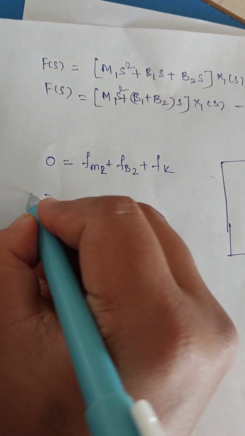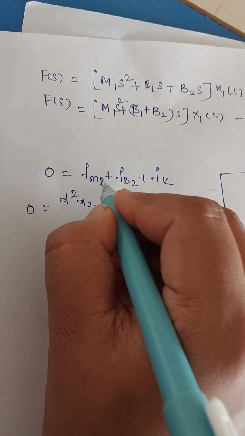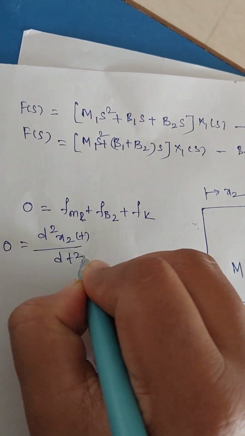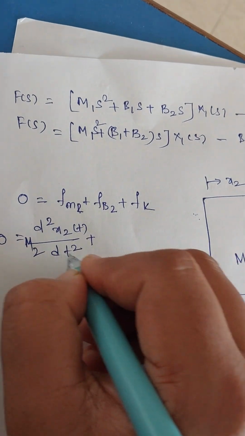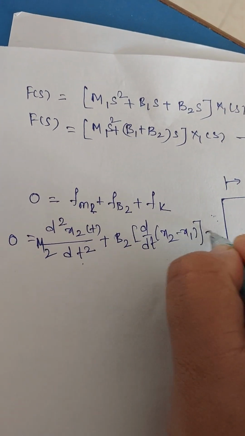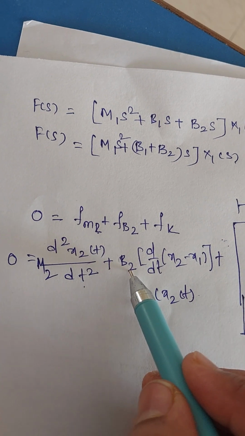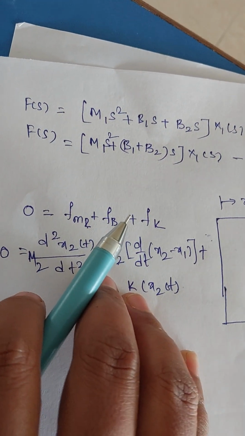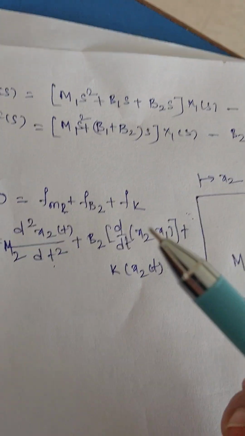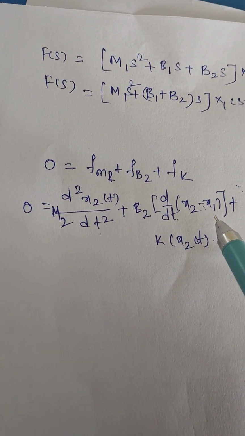Now we write the balance equation in terms of differential elements. Since it was mass m2, the displacement for this element is x2. So we write m2 d square x2 of t by dt square plus b2 into d by dt of x2 minus x1 plus k into x2 of t. We have to note that while writing the dashpot B2, in equation 1 we represented B2 between the displacements x1 and x2. But in the case of this second mass, we have represented it between the terms x2 and x1.